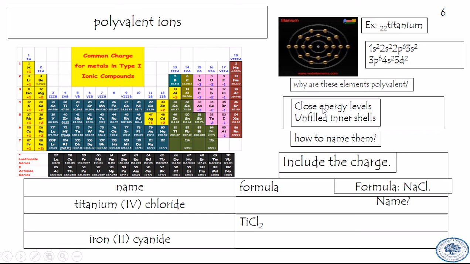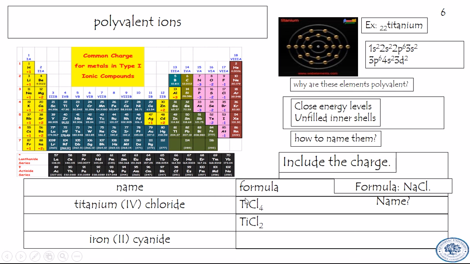They have close energy levels. They have unfilled inner shells. We name them simply by including the charge. Think of this as something that makes it easier. For example, titanium 4 chloride. You see that Roman numeral 4? That's the method that's used to name the charge on titanium for this particular substance. Therefore, it must be TiCl4.